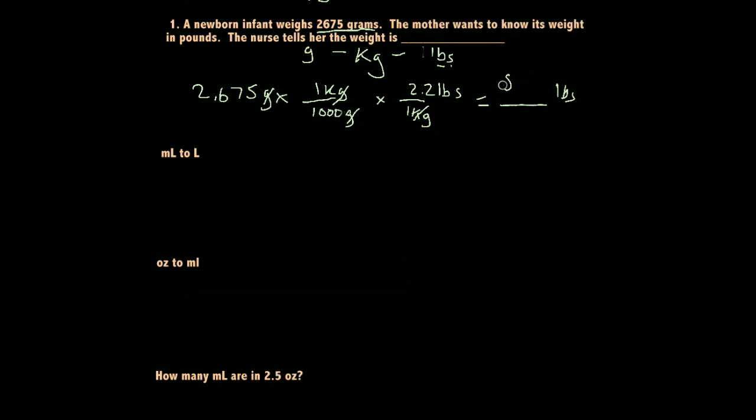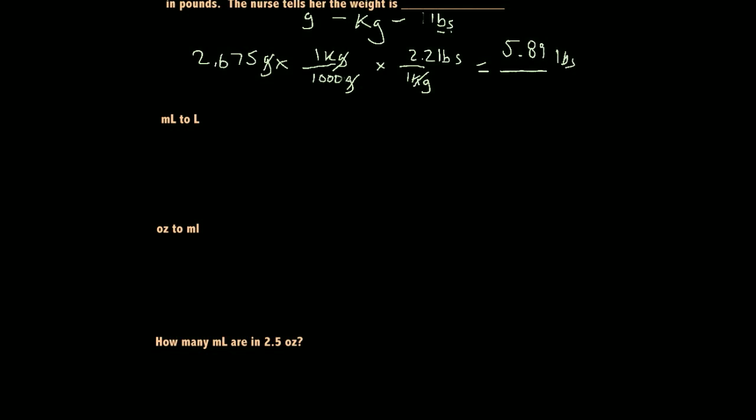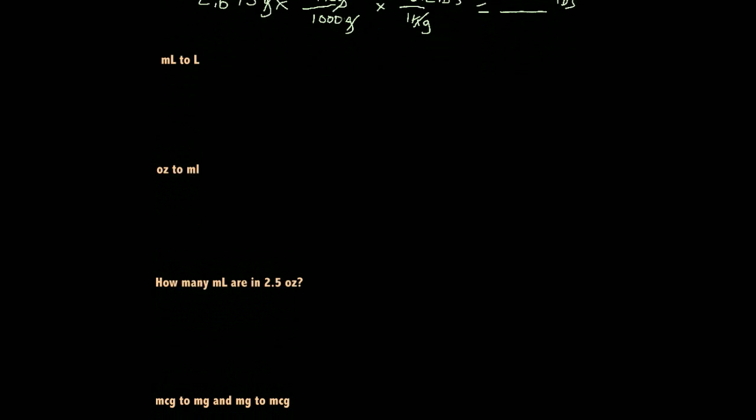So 5.89 pounds. Easy enough, right? That's how you go from grams to pounds. In second semester, or at level 2, you'll be expected to go to pounds and ounces, and there's an extra step added in there that we'll get to in a different video. Next, let's move on down. We've done weights. Now let's do volumes or liquids. So I have milliliters here.